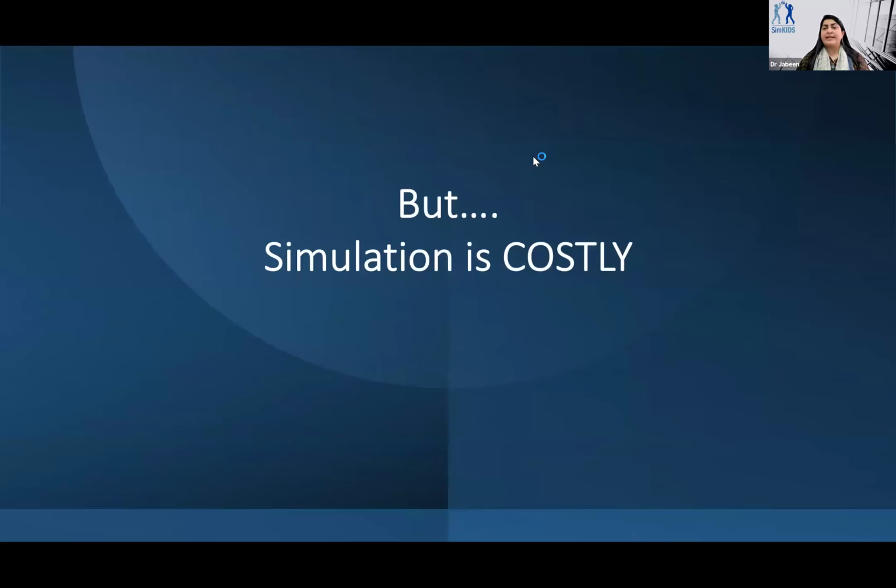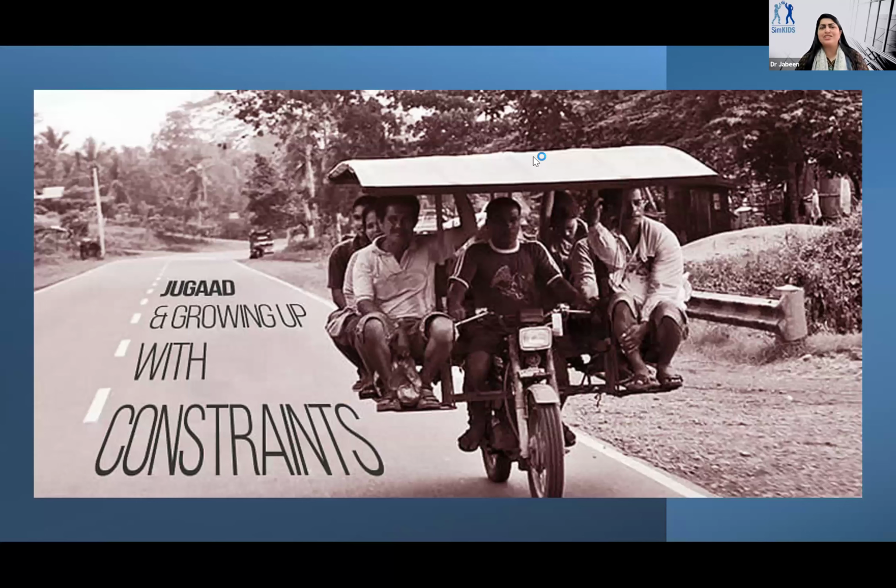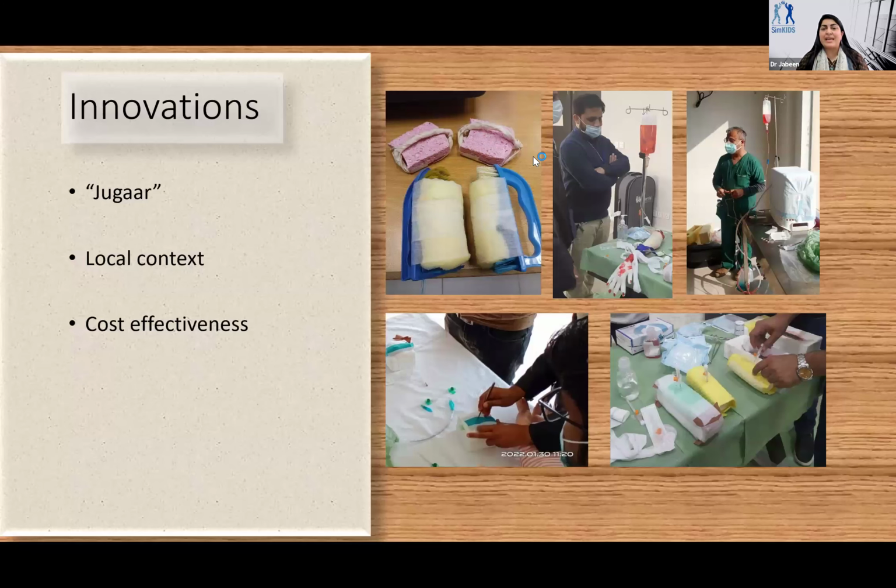And we all know that whenever we plan to implement simulation-based education, it always comes up that simulation is costly. But remember, we are very good at doing jugaad, which is an Urdu word, but it means innovation, bringing in the local context, which is cost effective.